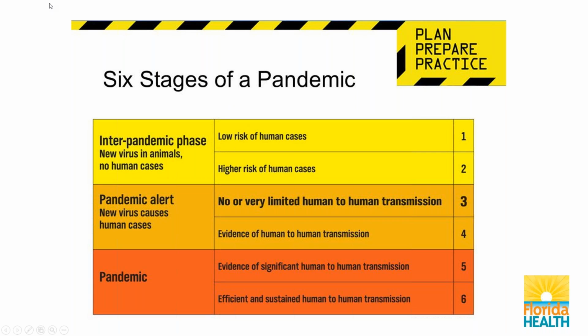Now, in your text, in the APIC text, they do mention the World Health Organization's 6 stages of a pandemic. So let's just quickly look at that. Let's see what that looks like.